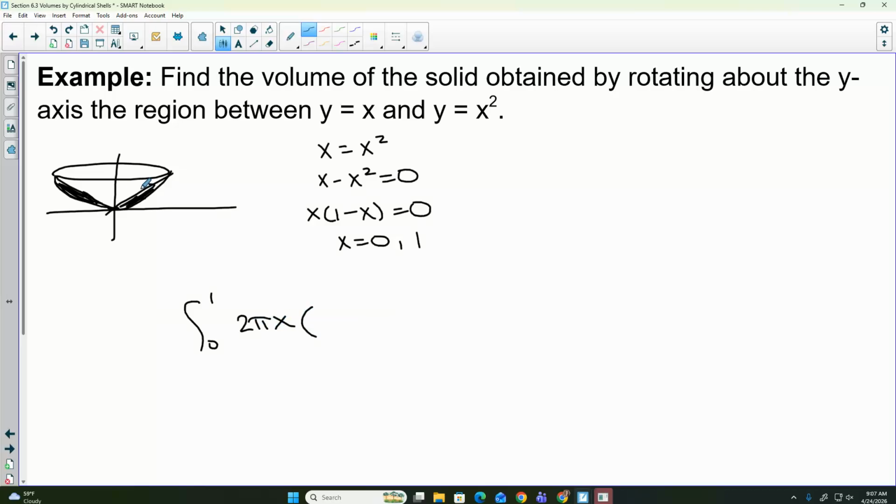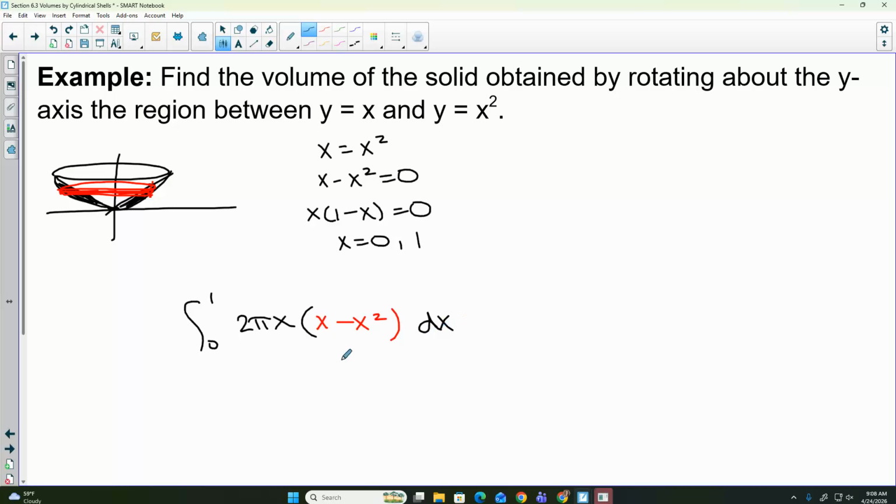All right, my function. If we were going to take a shell here, so it's saying instead of just looking at a circle, if we did this 3-dimensional shell and I took that slab, the height of this is the distance between these curves. So that would be x minus x squared, the higher one minus the lower one, to get how thick that slab is.